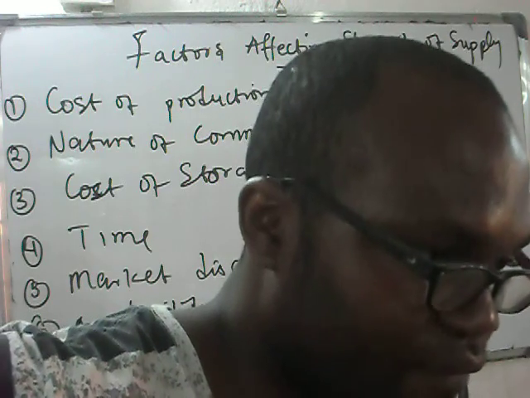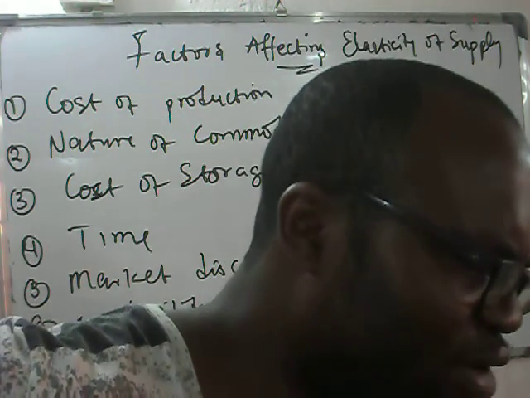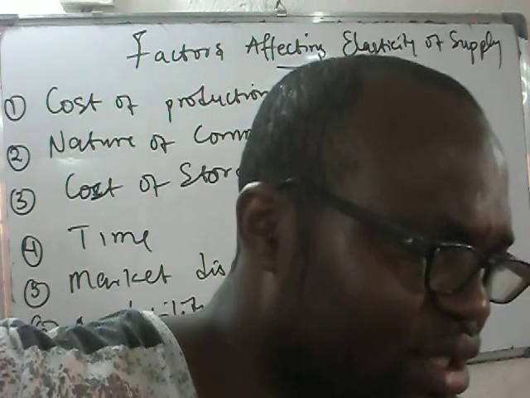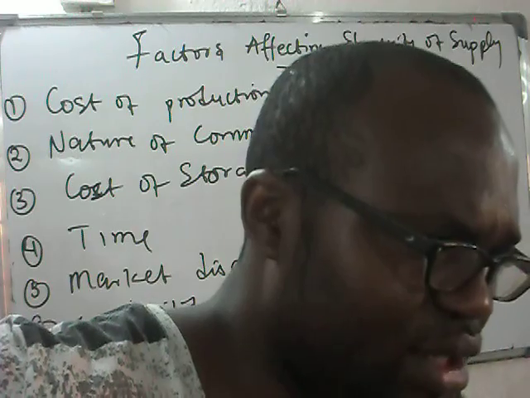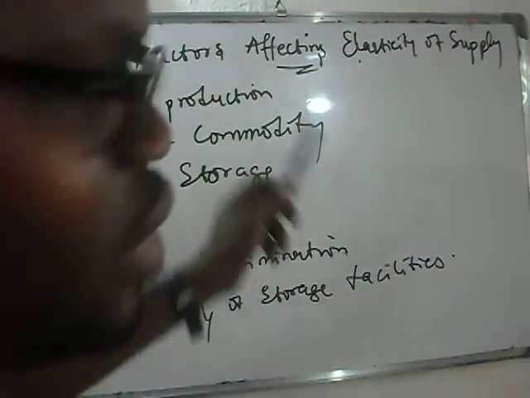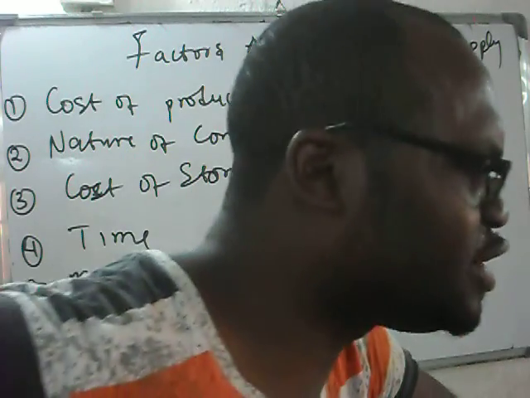Is that clear? If you're using a very high cost to produce one piece, and all of a sudden there is a change in price, you see that it will affect the amount you supply to the market, isn't it? So cost of production affects. Another thing is what we call nature of commodity.